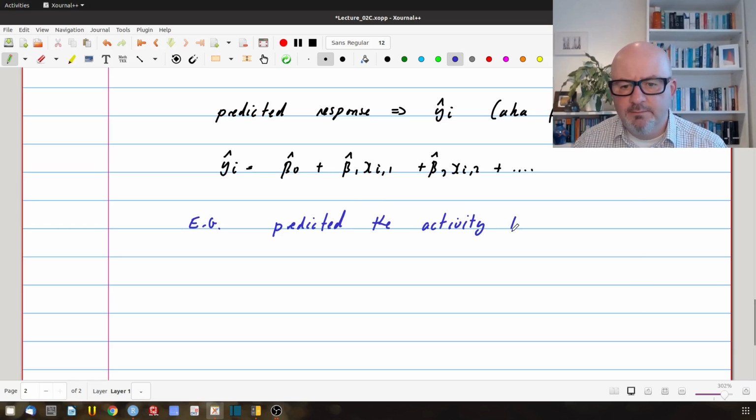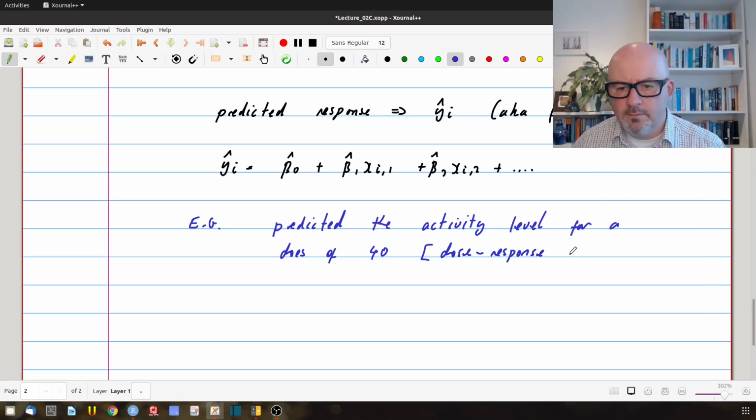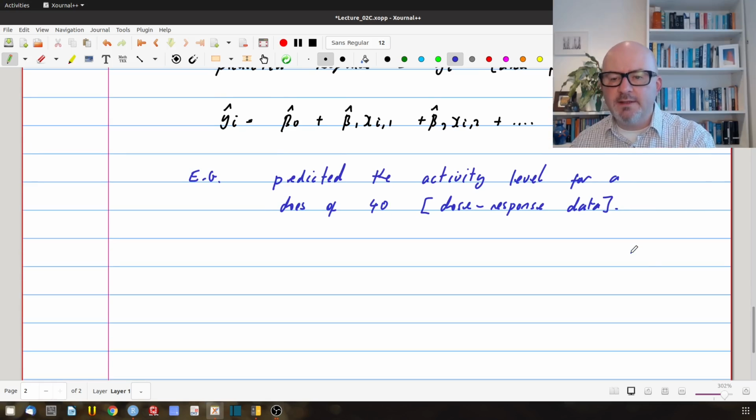Predict the activity level for a dose of 40. Obviously, this is the dose response data. Okay, so what I'm imagining here is that having fitted the model and you're happy with the model in its current form, the next step is to say, well, I want to predict the response in the subjects, which are the rats in this case, if we give them a dose of 40 of this steroid. What would we expect their response to be?